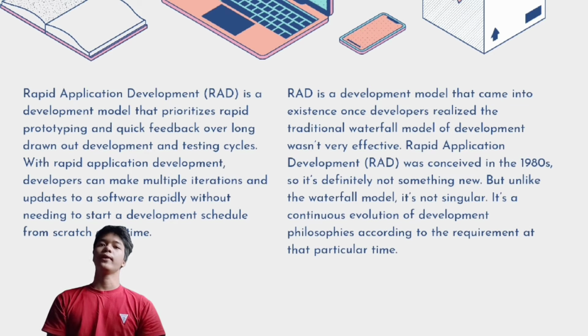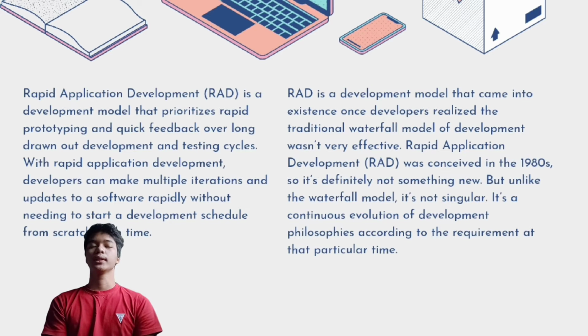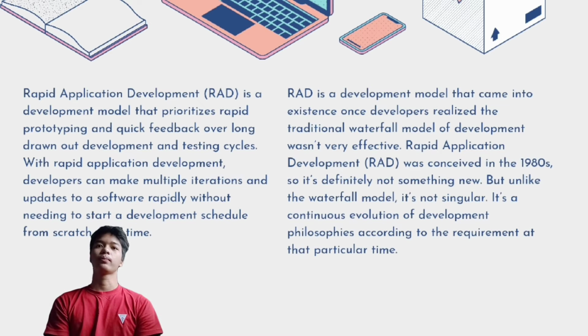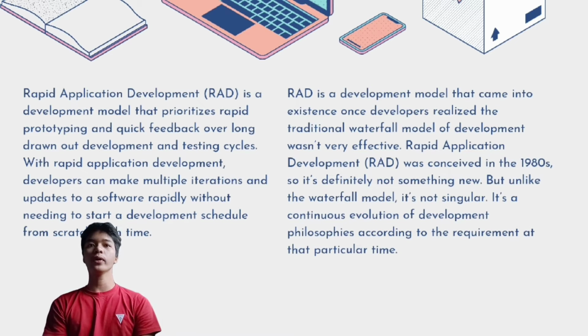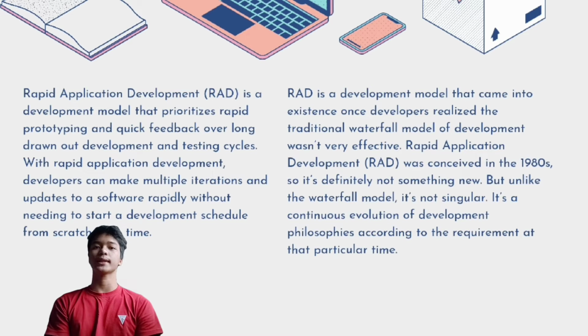Rapid application development is a development model that prioritizes rapid prototyping and quick feedback over long drawn-out development and testing cycles. With rapid application development, developers can make multiple iterations and updates to a software rapidly without needing to start a development schedule from scratch each time.